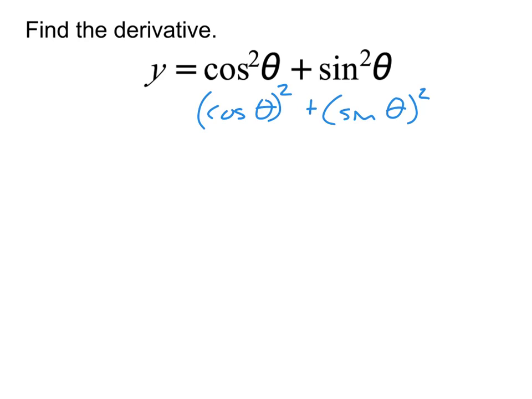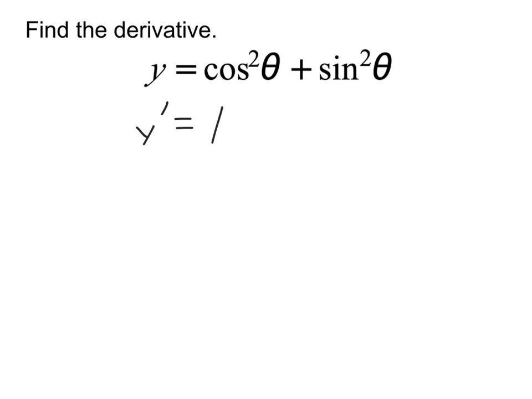Or, at the very start of the problem, we can recognize that cosine squared plus sine squared always equals the same thing. What does cosine squared plus sine squared always equal? 1. Very true. And therefore, y equals 1. And if y equals 1, then y prime equals 0. Because remember, the derivative of any constant is 0.